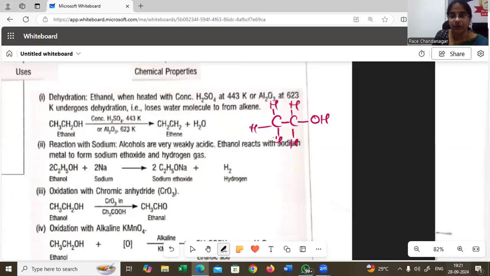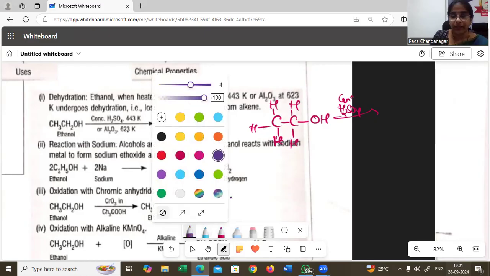Here is my ethanol, right? In the presence of concentrated H2SO4. Very, very important. Here OH goes out, and hydrogen goes out. So hydrogen and OH, which means a water molecule comes out.